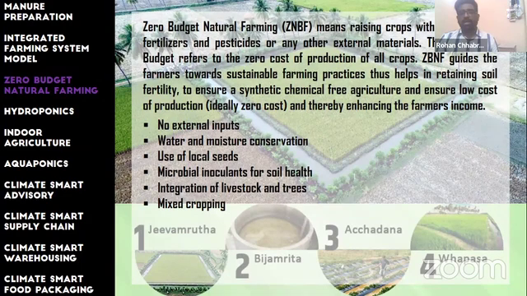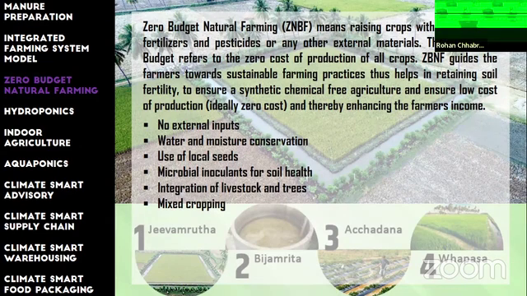Now, this is basically a guide for farmers towards sustainable farming practices, thus helping in retaining soil fertility to ensure a synthetic chemical free agriculture, and ensure at the same time that they have low cost of production, thereby enhancing the farmers' income. So basically they have no external inputs, water and moisture get conserved, they use local seeds, they have microbial inoculants to improve soil health, they integrate livestock and trees with the agricultural land, and they also practice mixed cropping. And there are four major pillars of zero budget natural farming, that is Jivamrut, Bijamrit, Achadana, and Vapasa.